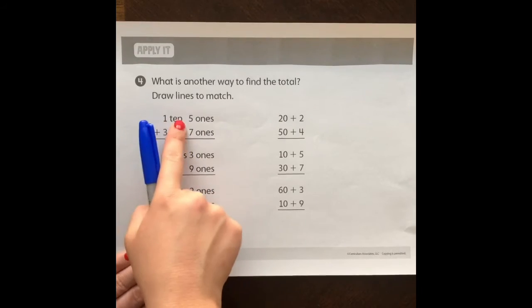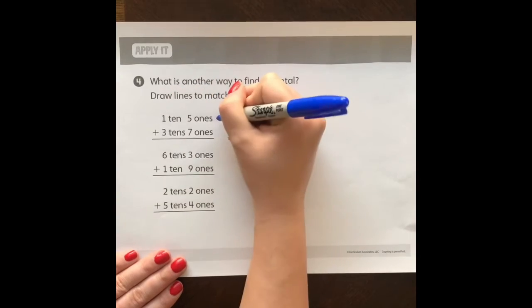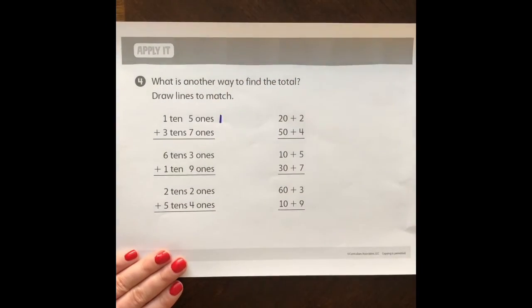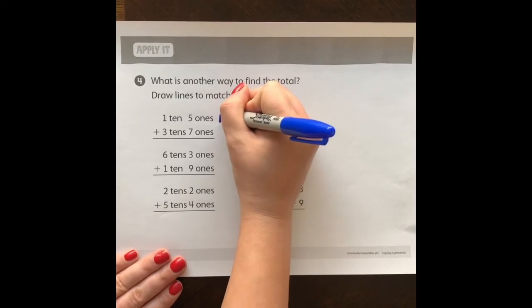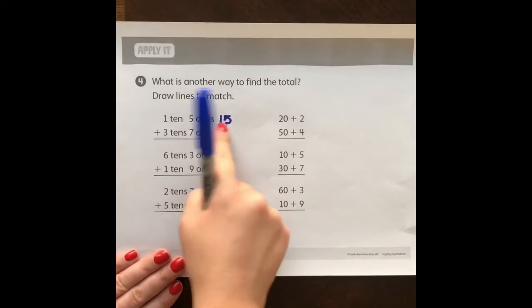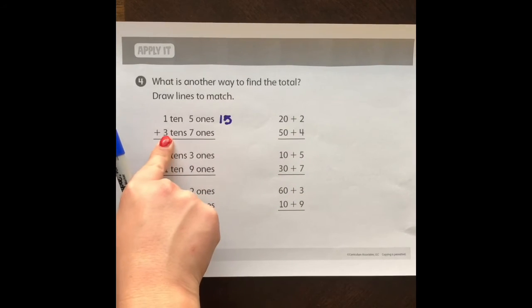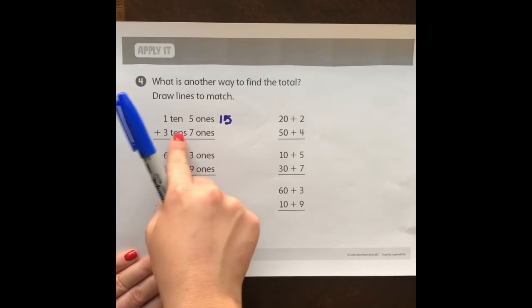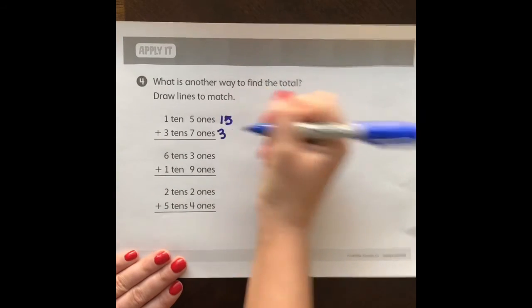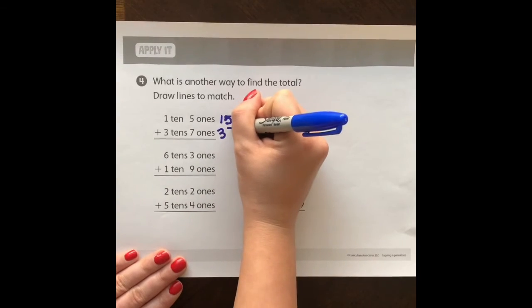So when you say 1 10 and 5 1s, well, you know the 1 is going to be in the 10s place, and you know this 5 1s is going to be in the 1s place. So 1 10 and 5 1s is just the number 15. When looking at this here, well, we know 3 10s, we know a 3 is in the 10s place. We can line that up here, and we know there's 7 in the 1s place. We can put that here.